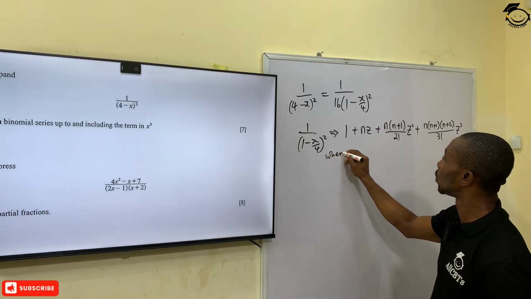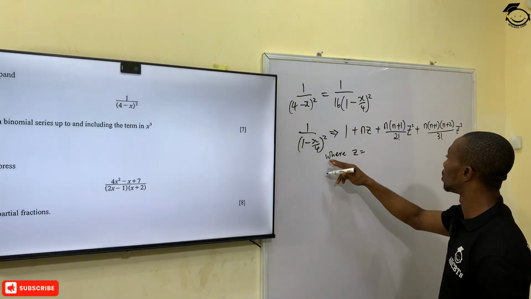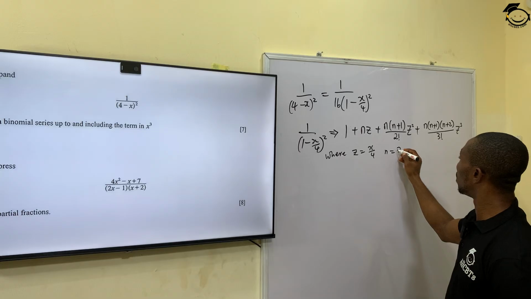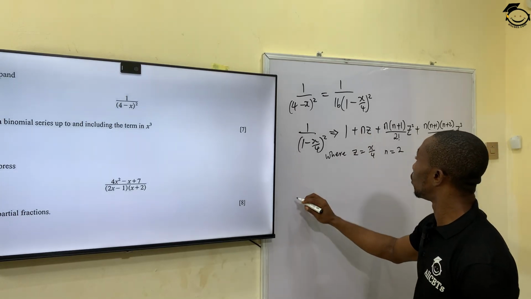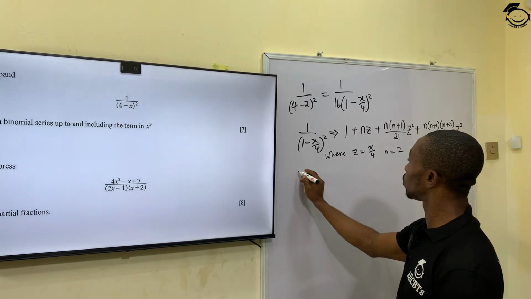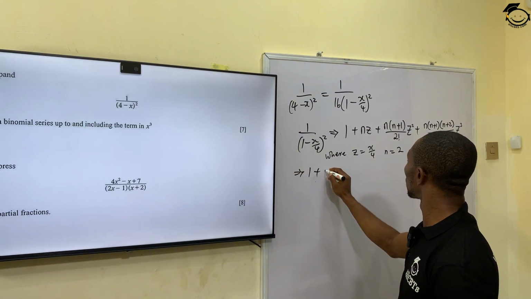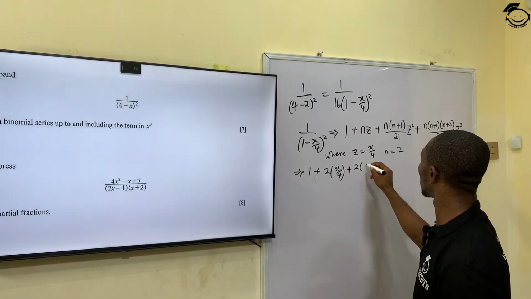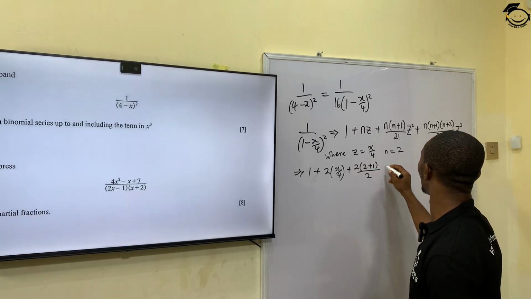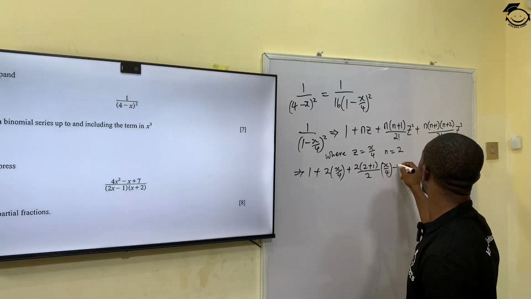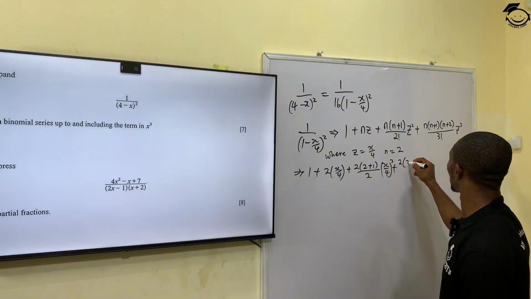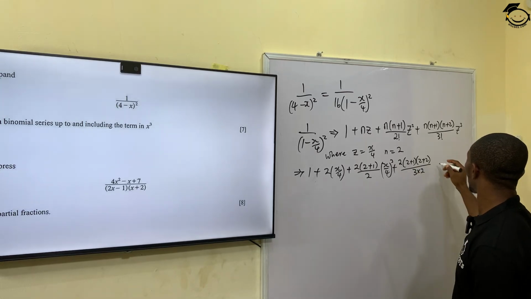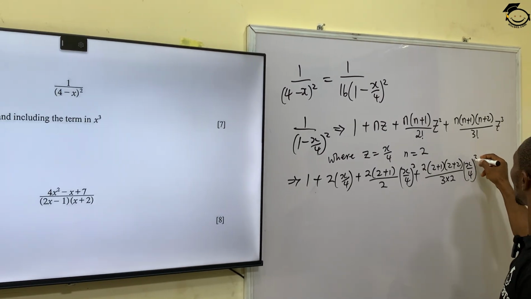Now, where z equals x/4 and n equals 2. All right, now substituting this in here, we have 1 plus 2 bracket x/4 plus 2 bracket 2 plus 1 all over 2 times x/4 all squared plus 2 bracket 2 plus 1 2 plus 2 all over 3 times 2 times x/4 raised to power 3.